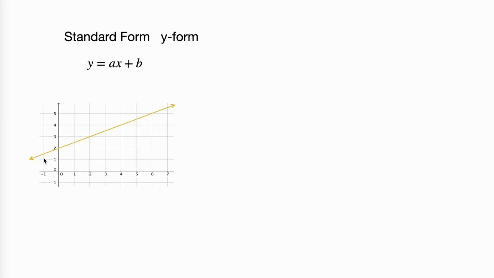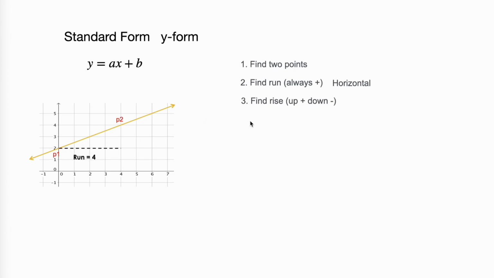Here we have a line. Step 1, find the 2 points. I'm going to call this point right here point 1, and this point, point 2. Then you want to find the run. The run is always positive. It's easier to think of it that way. This is the run from point 1 to point 2. It is the horizontal distance between your 2 points. The run is 4. And then we're going to find the rise.